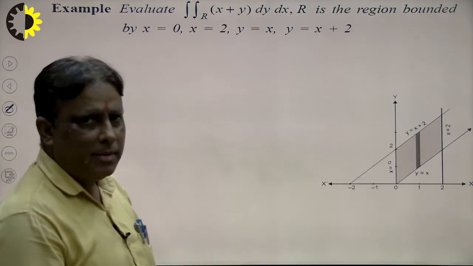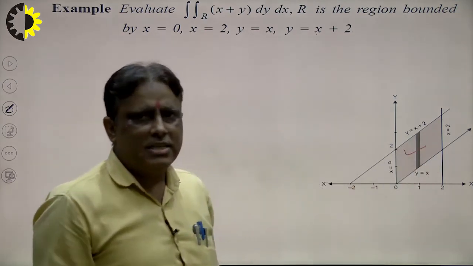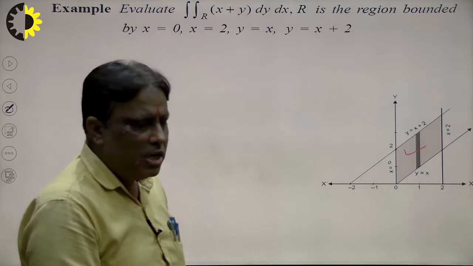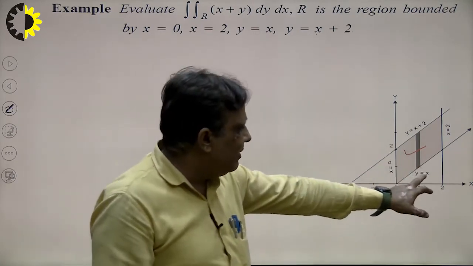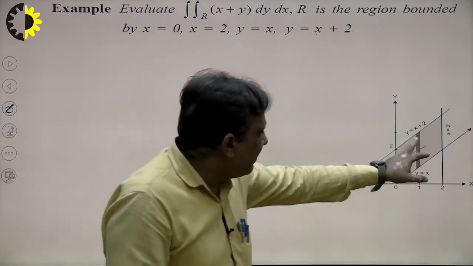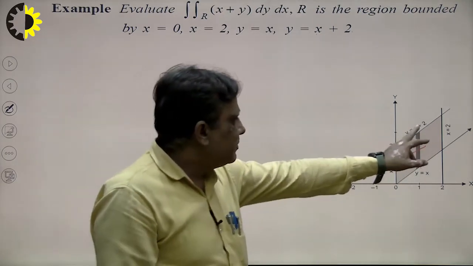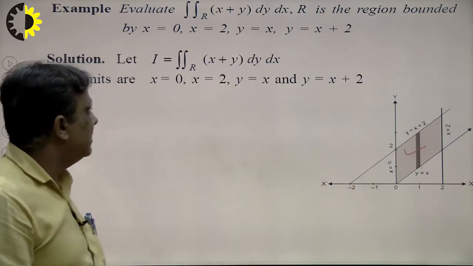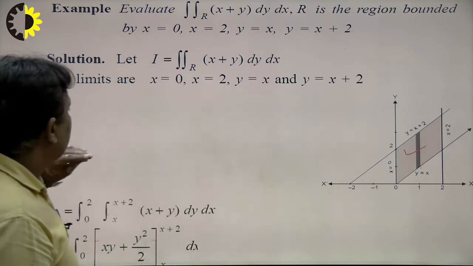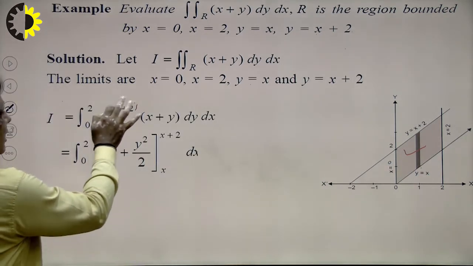So how to take the limit? First of all we consider an elementary strip parallel to the y-axis, and what will be the limit of y? The lower part of this strip touches the line y is equal to x, so the lower limit of y will be y is equal to x, and the upper part touches this other line, so what will be the upper limit of the integration? x plus 2 here. So in this way we can calculate the limit of the upper part as well as the lower part. So I write here: y is equal to x and y is equal to x plus 2.